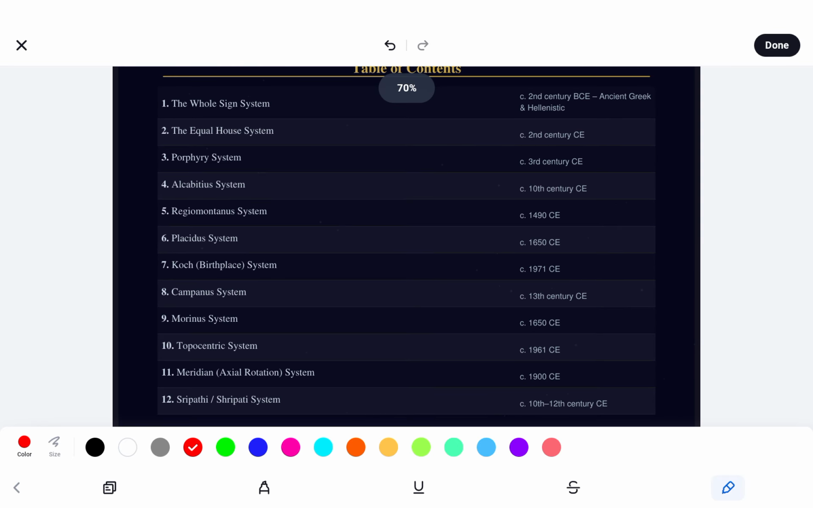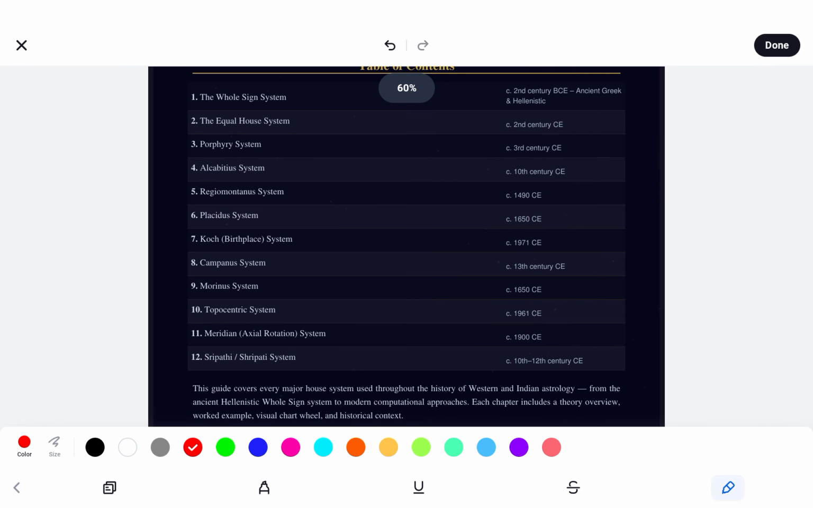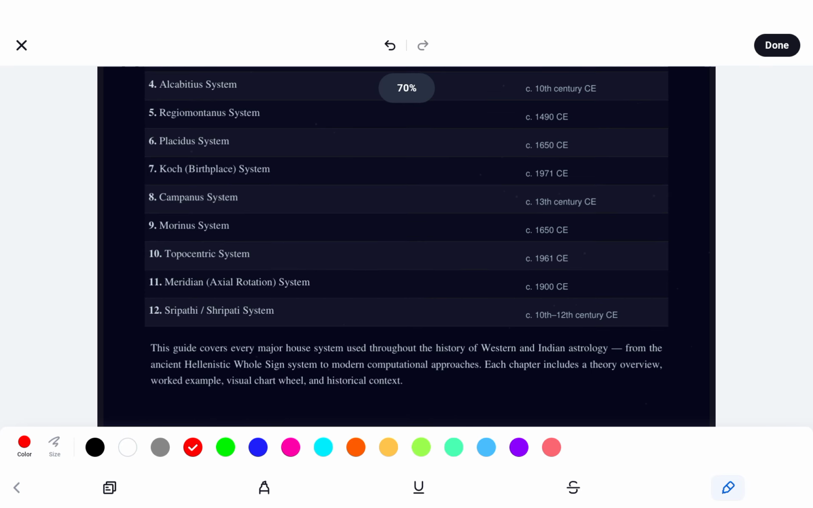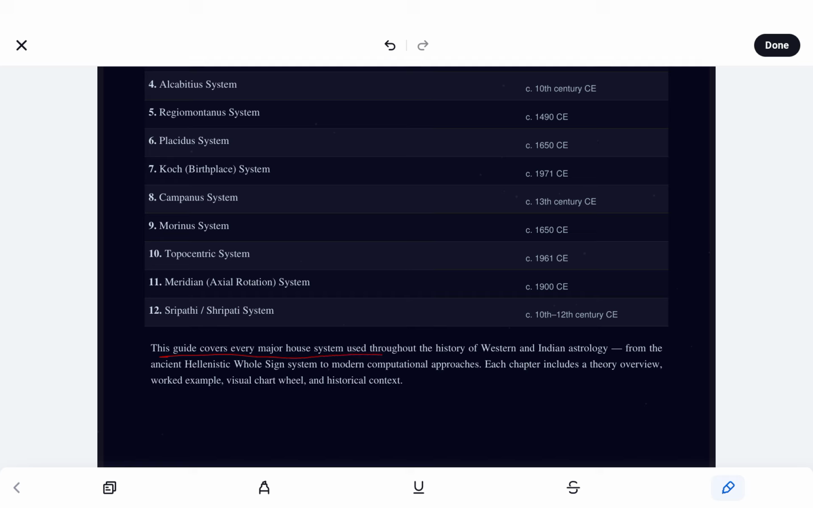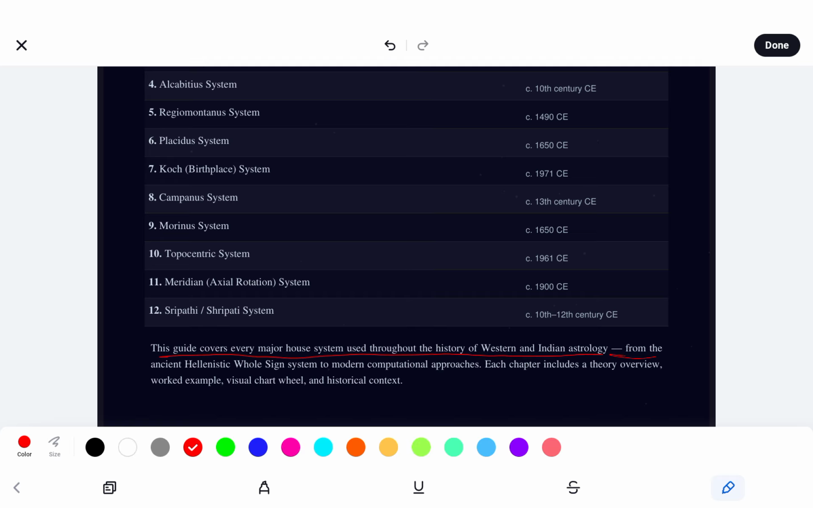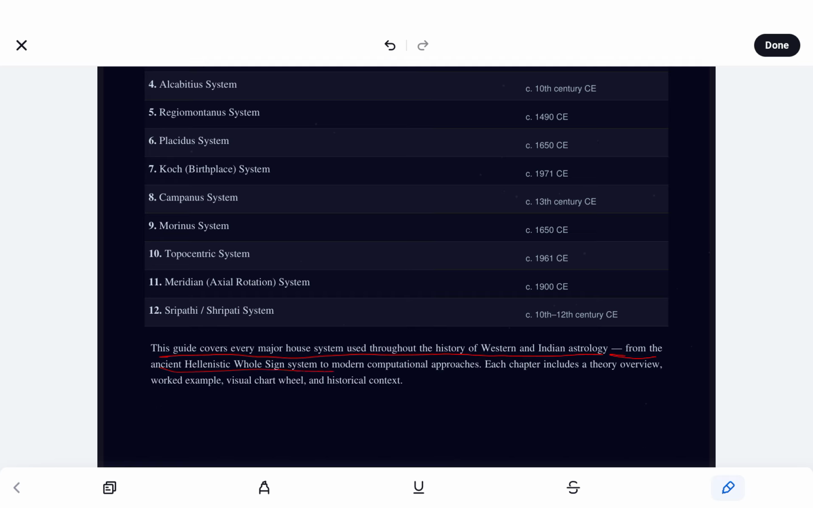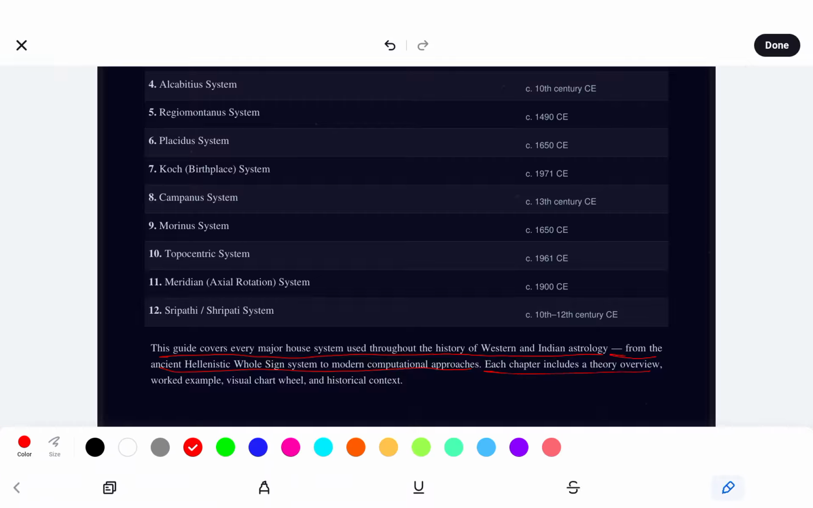We're going to talk about 12 different astrological house systems. This guide will cover every major house system used throughout the history of Western and Indian astrology, from the ancient Hellenistic whole sign system to modern computational approaches. Each chapter includes a theory overview, worked example, visual chart wheel, and historical context.